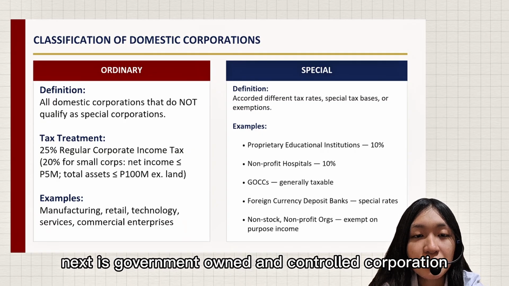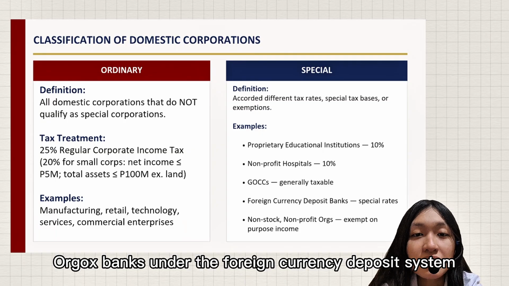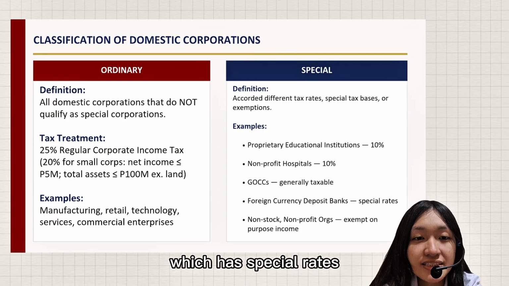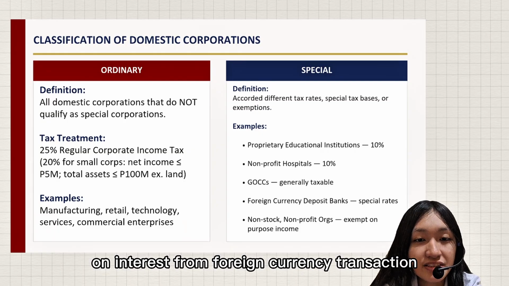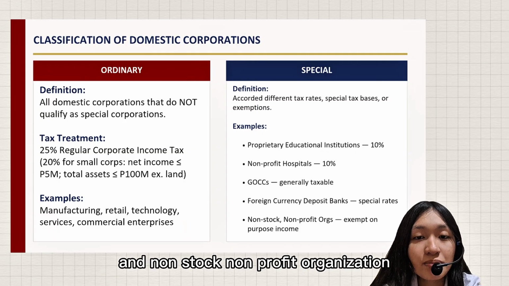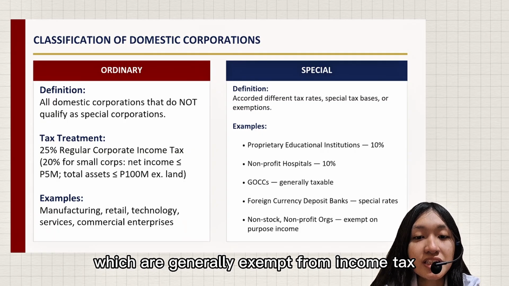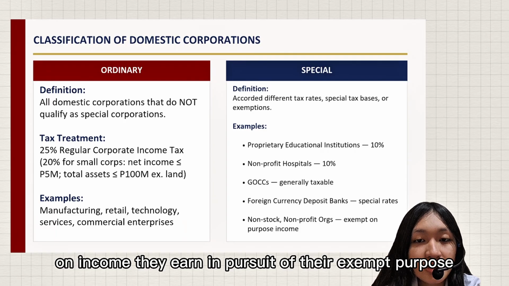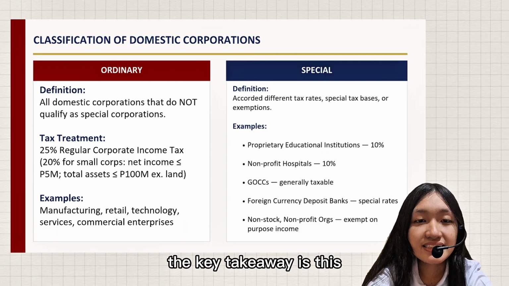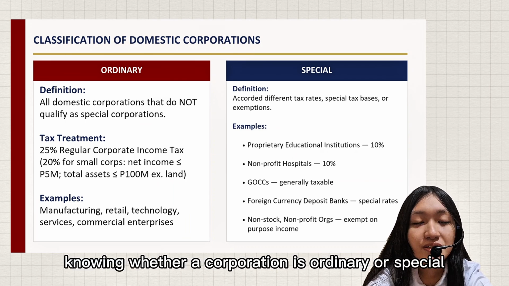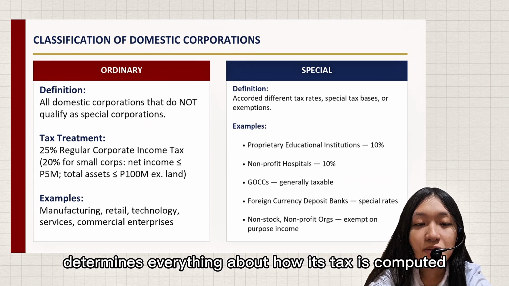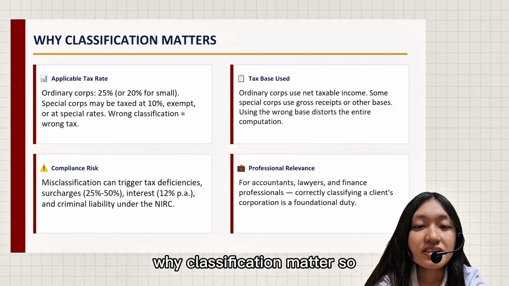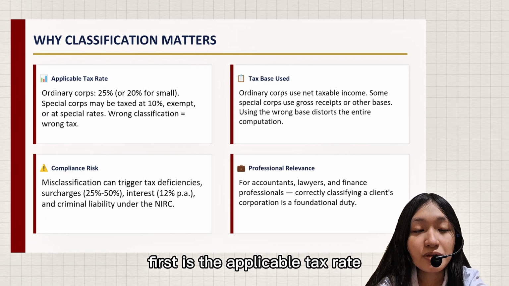Next are government-owned and controlled corporations or GOCCs, banks under the foreign currency deposit system, which have special rates on interest from foreign currency transactions, and non-stock non-profit organizations, which are generally exempt from income tax on income they earn in pursuit of their exempt purposes. The key takeaway is this: knowing whether a corporation is ordinary or special determines everything about how its tax is computed.